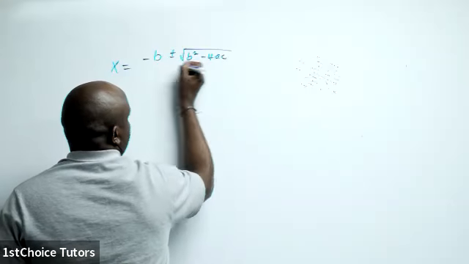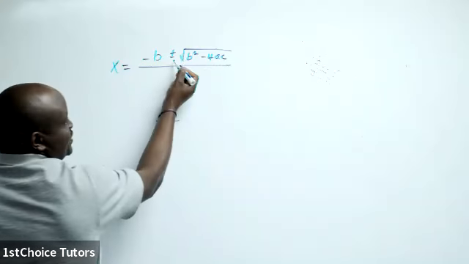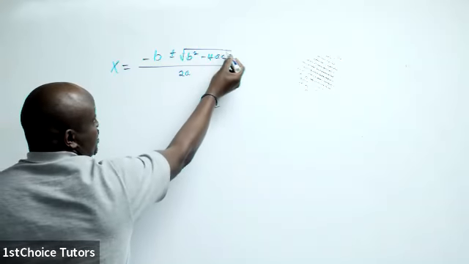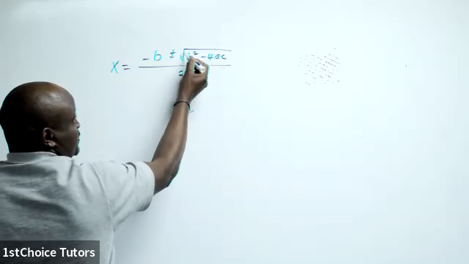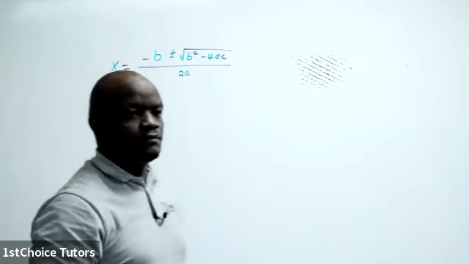AC over 2a. Excellent. So you see, they're doing the plus and minus because of the square root. Do you understand when you have a square root, you're going to do plus and minus? That's why that's there.